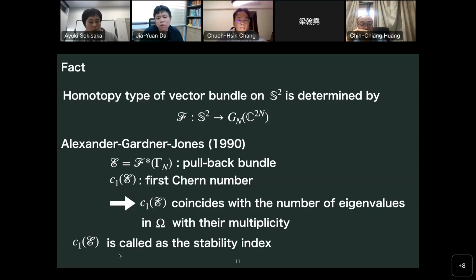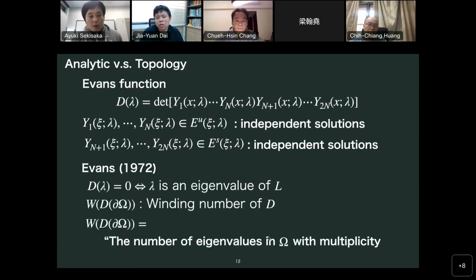We remark that Alexander, Gardner, and Jones showed this relation, and the first Chern number is called the stability index, because this topological invariant arranges the stability problem of traveling waves.